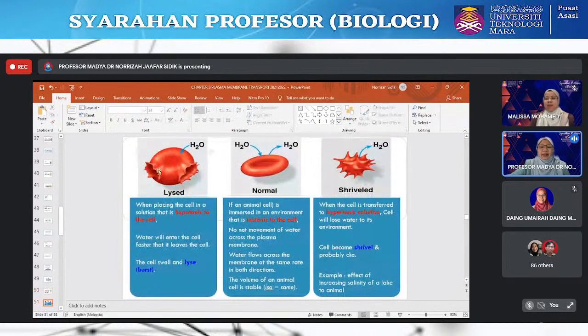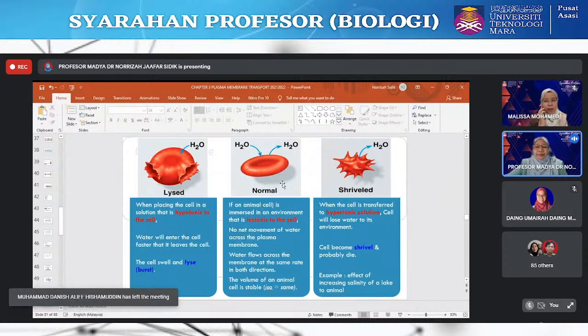So we look at the blood cell here. When we place the blood cells in a solution that is hypotonic to the cell, what happens? The water will move faster and enter the cell. Later the cell will swell and lyse. It will burst, because the water enters the cell faster.